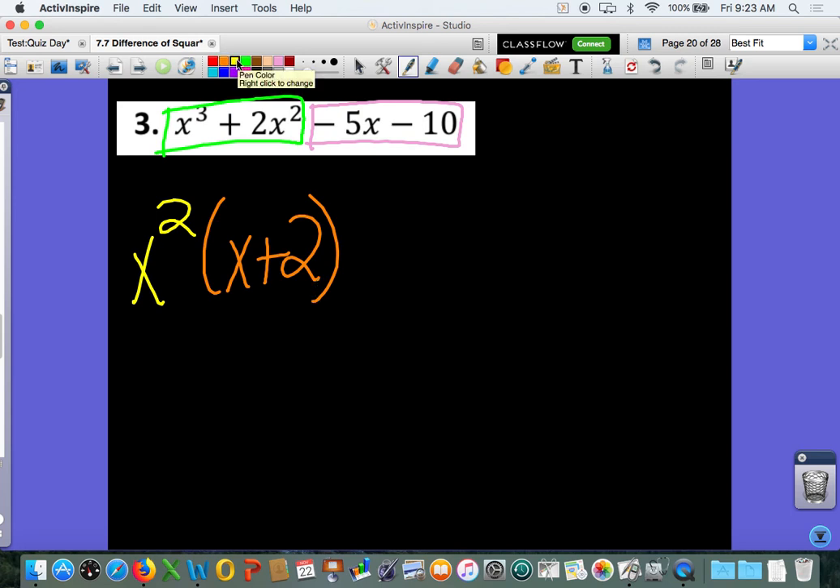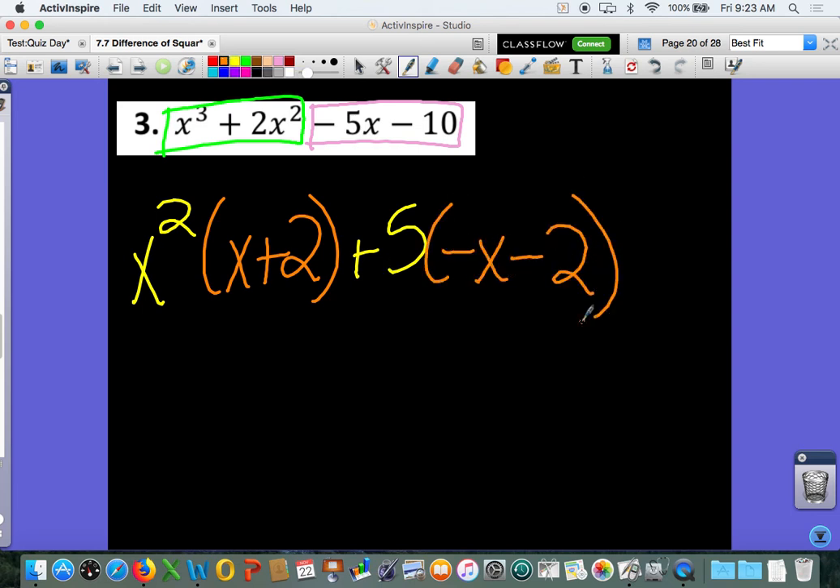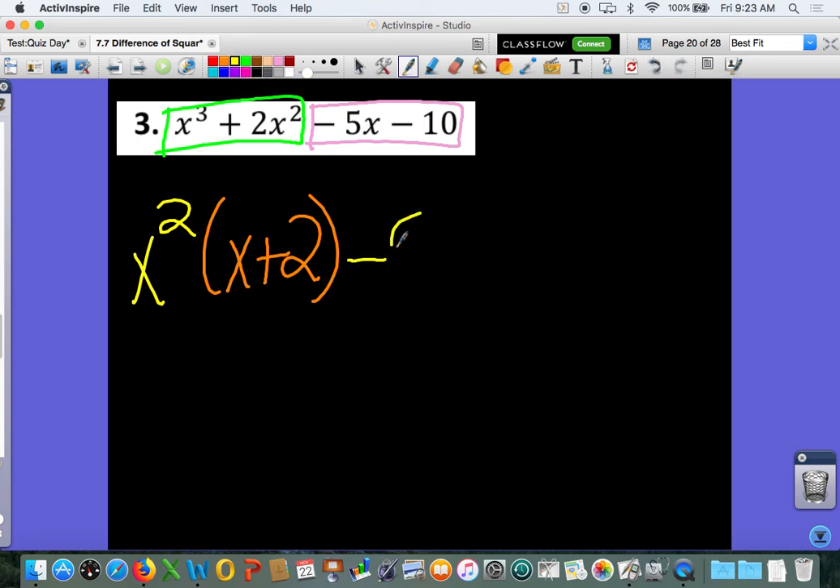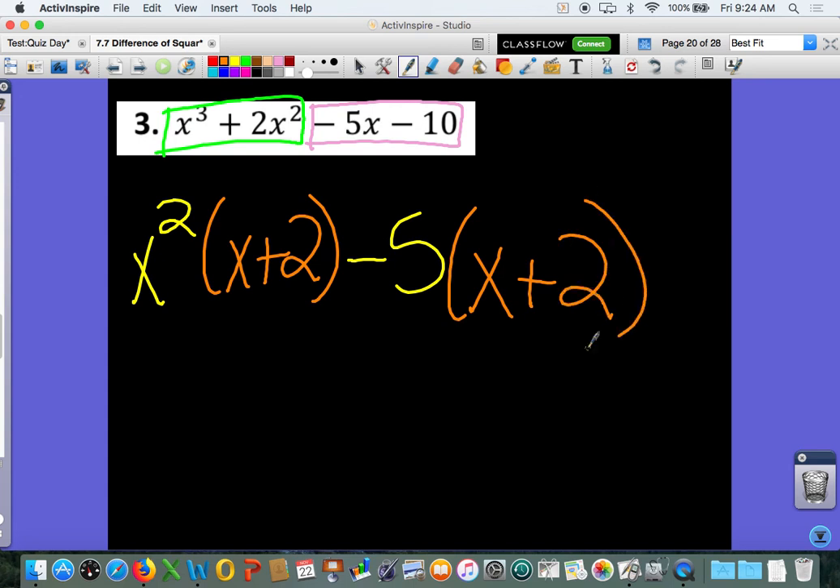Let's go ahead and look over here. Now I'm going to show you what happens if you don't pull out the negative. Let's say I just pulled out plus 5. Inside, I would have negative x minus 2. Does negative x equal positive x? No. Does positive 2 equal negative 2? No. So that is why it is extremely important that when you are doing this, you make sure you pull out the negative if needed. In this case, it is absolutely needed so that we can have x plus 2 and x plus 2.